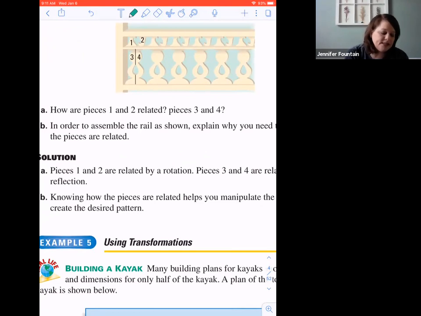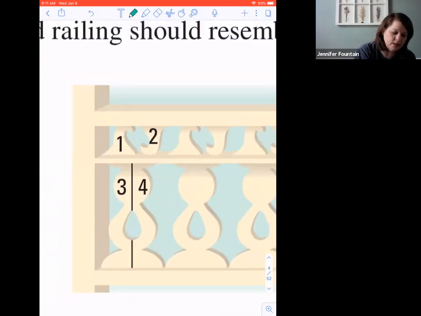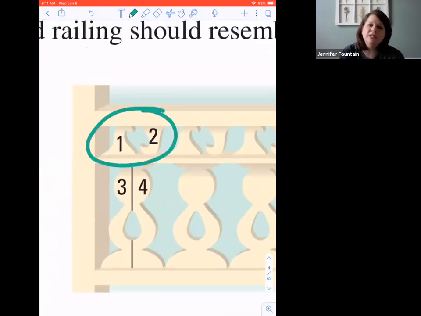So it says, how are pieces 1 and 2 related? So if we focus in on pieces 1 and 2, notice that piece 1, my arc, my curve is at the top, and piece 2, it's at the bottom. So what kind of movement would this be? From 1 to 2, is it a reflection, a rotation, or a translation?